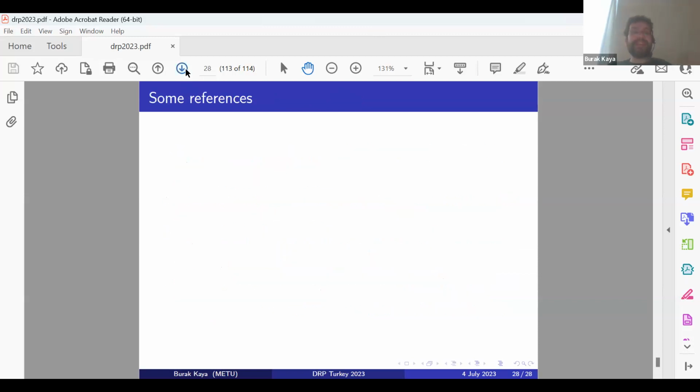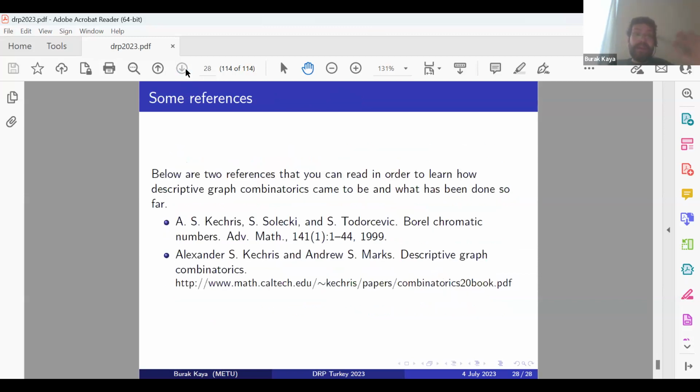Now, as the last thing, here are two references. In this field, there are many papers. This is a recent field, so there are a lot of things, but I'm just going to give you two references, and I'll explain reasons. The first one is kind of the first paper that, I would say, started this field. I mean, there were results before this, but you can think of this as the first paper. This was published in Advances in Mathematics 1999. And then Kechris from Caltech and Andrew Marks from UCLA, they are writing a book, okay?